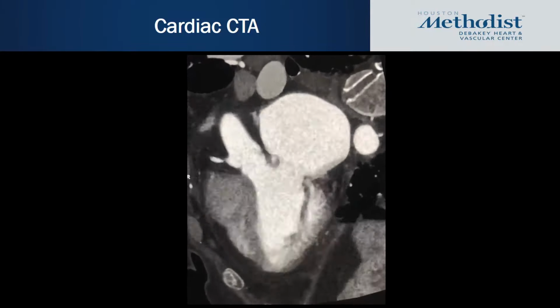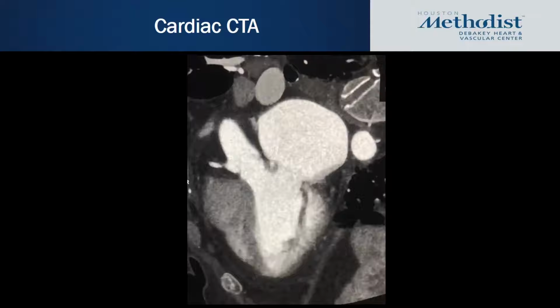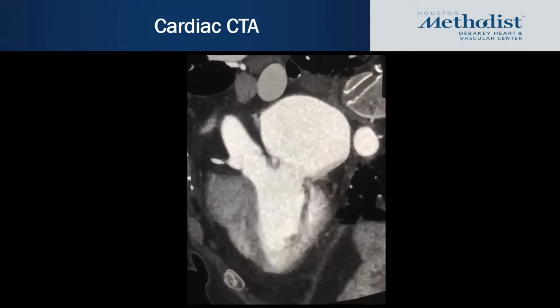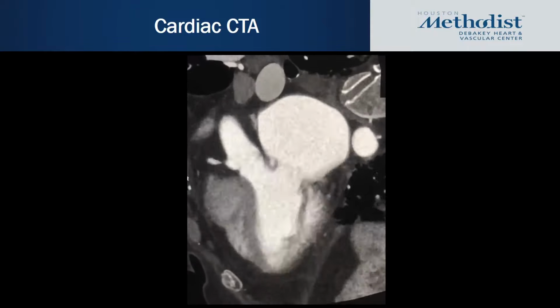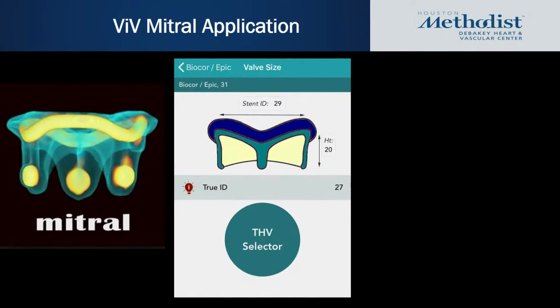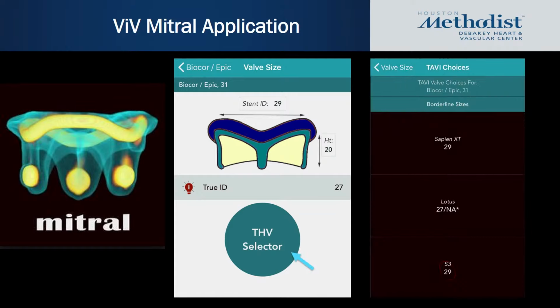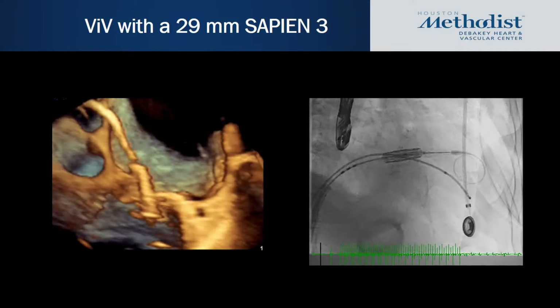Given the high surgical risk, the plan was to perform a valve-in-valve transcatheter mitral valve replacement. And you can all download the valve-in-valve mitral application, where you can quickly plug in the type of bioprosthetic mitral valve that the patient has. And using the transcatheter heart valve selector, you're able to tell which transcatheter valves can be used for such a procedure. So this was live from the procedure.